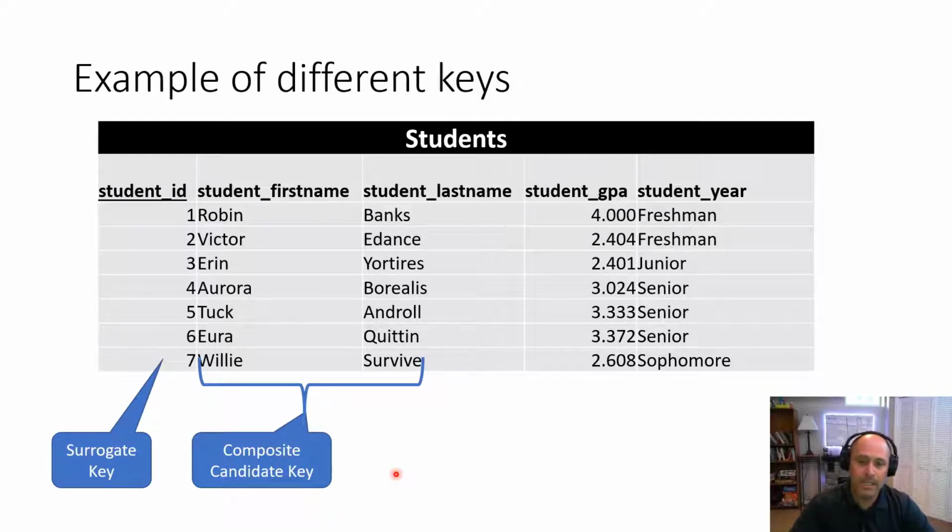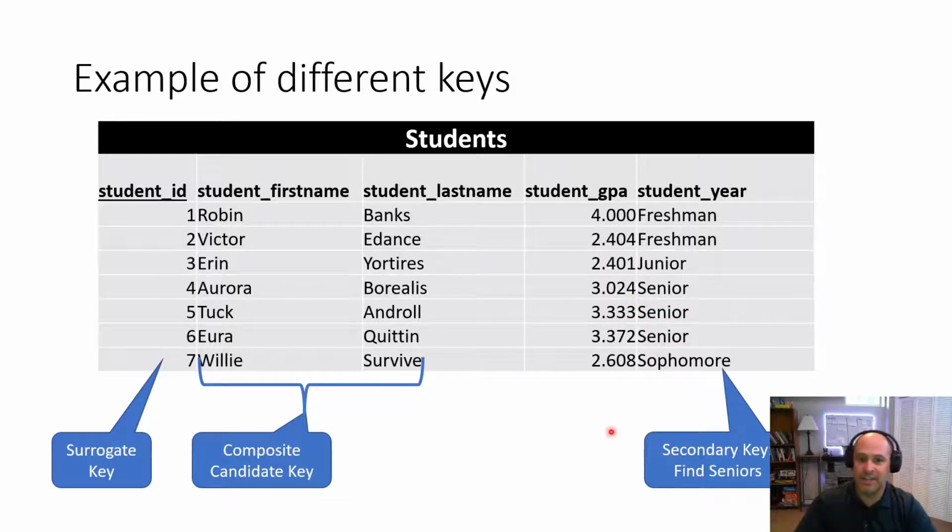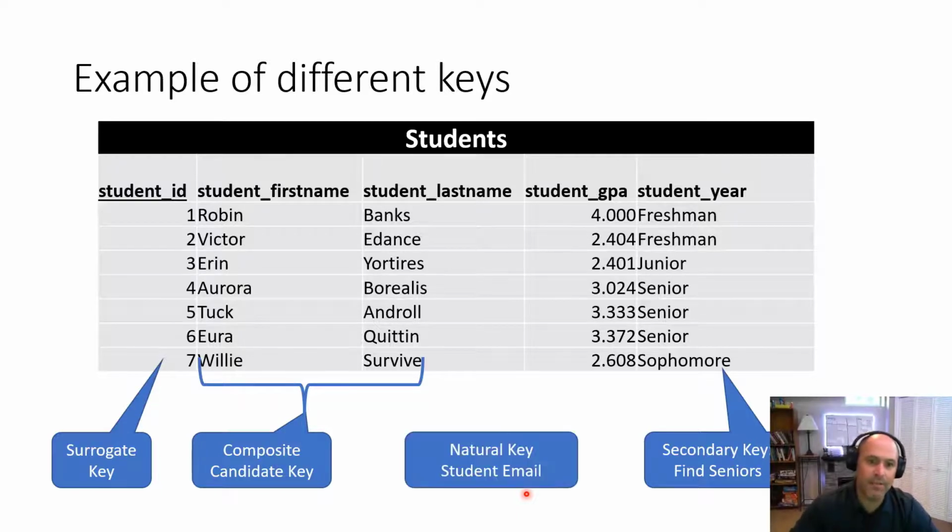Now let's suppose I wanted to search for all the seniors so that I can send them a congratulation notice, right? I would be using this column over here as a secondary key so that I can find those seniors. Now I don't have it in here, but if I had like the student email address, that would be unique for every student, and we would always know, without the use of a database management system, that that value was unique. And in that regard, that would serve as a natural key.